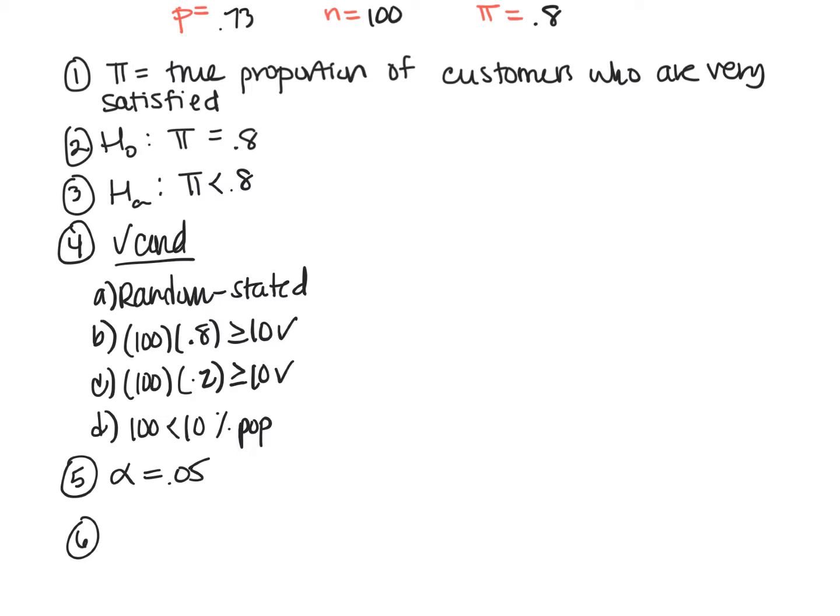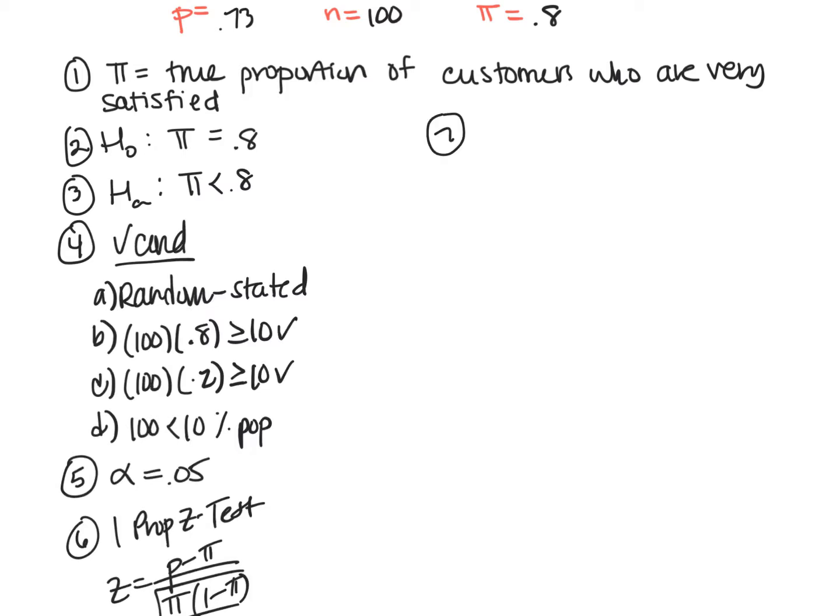And step 6, we're going to just rewrite our formula. This is a 1 prop z test with the formula z equals p minus pi over the square root of pi 1 minus pi over n. Step 7, calculate the z-score. P is 0.73 minus pi is 0.8 over the square root of 0.8 times 0.2 divided by 100. And this result is negative 1.75.